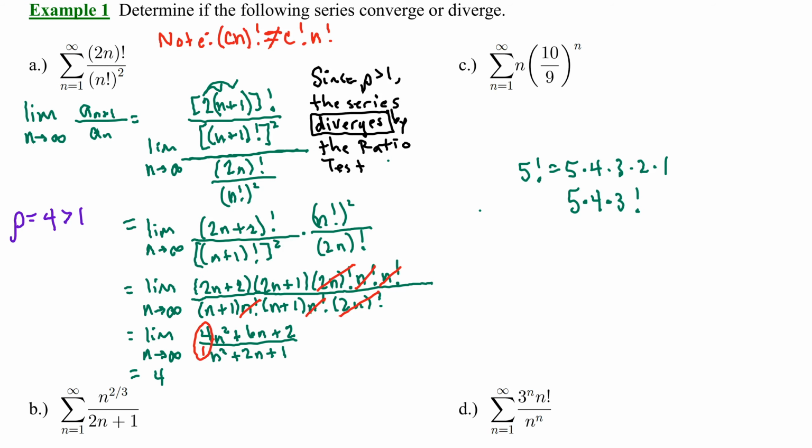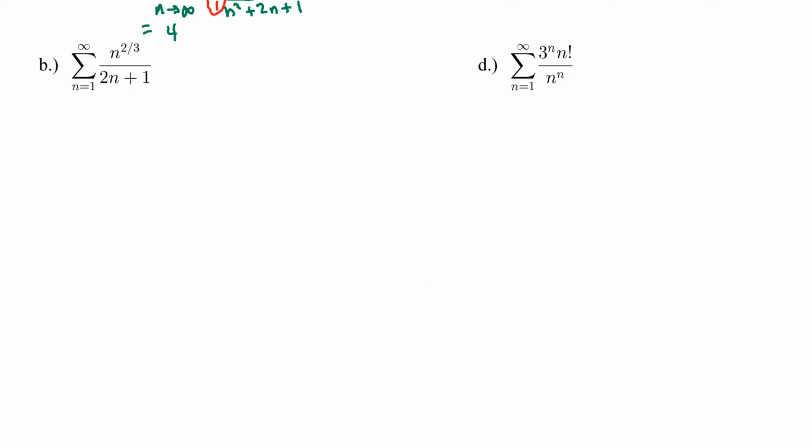So what appeared to be complex at first with the factorials actually simplifies nicely using algebra under the ratio test. Let's try example B. Again, we're going to apply the ratio test. So we have the limit as n goes to infinity. We need a sub n plus 1 divided by a sub n.